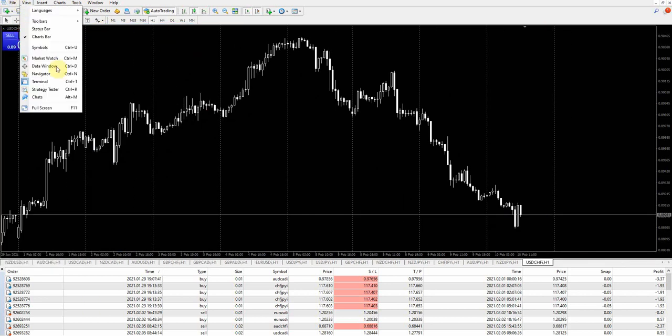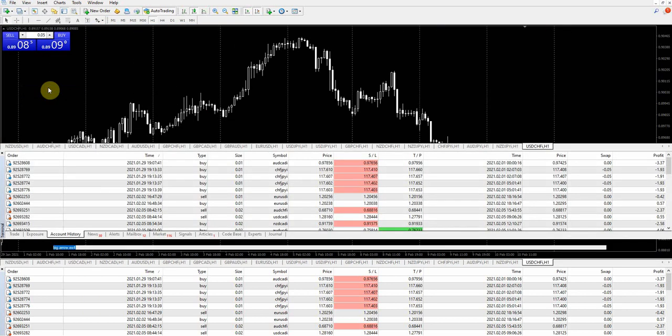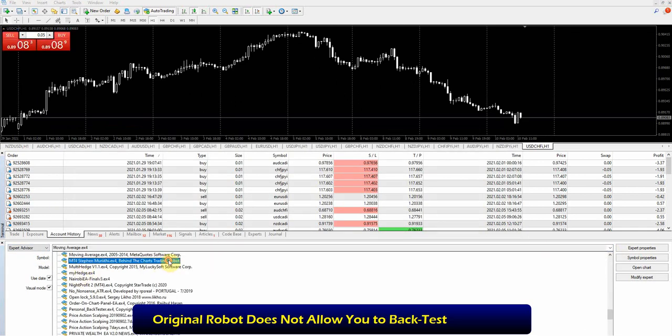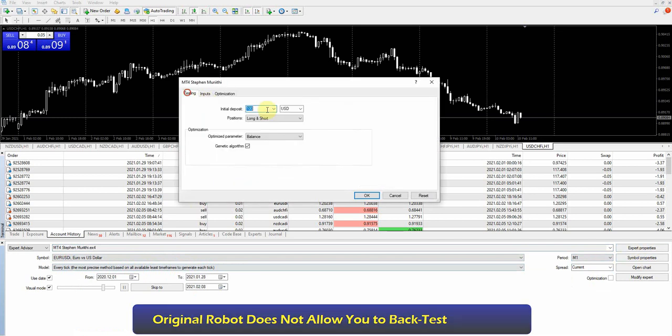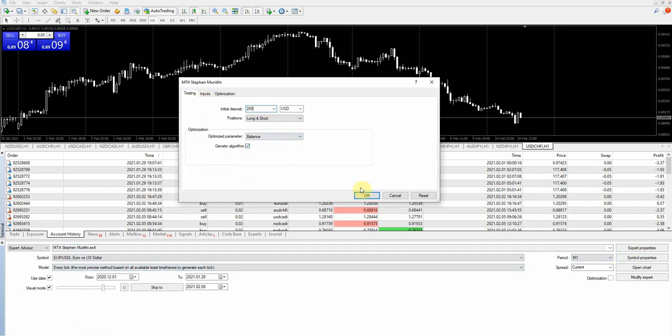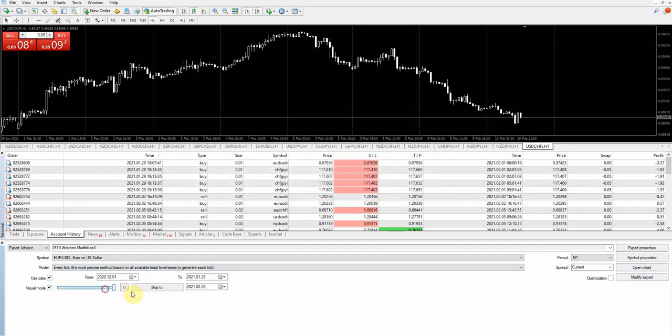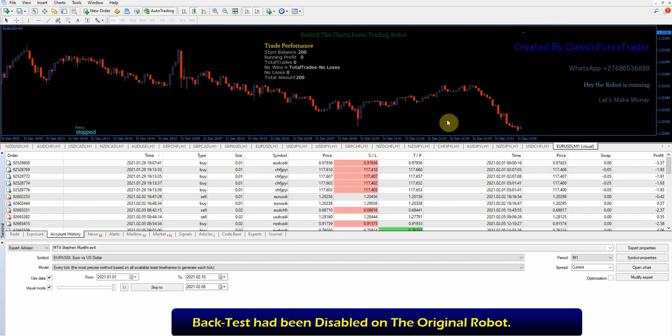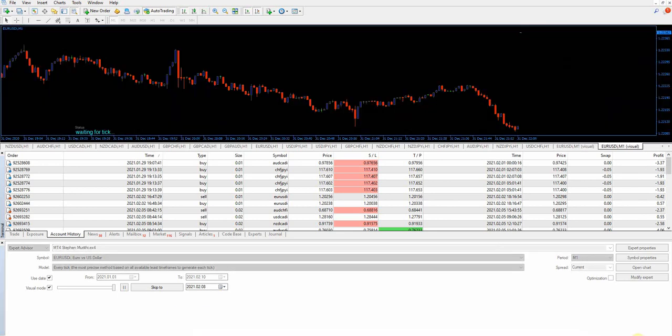Another thing that I noted is that the original robot that I received from Mr. Classic was not able to backtest. But in his videos he shows us all this amazing backtest. I asked him about this, but he did not answer me. No matter what I did, the original robot could not backtest. Somehow that feature had been disabled on the original robot.